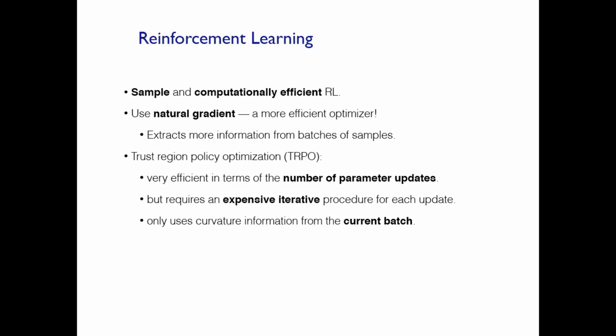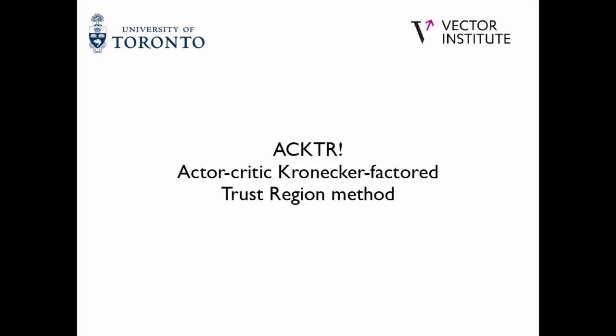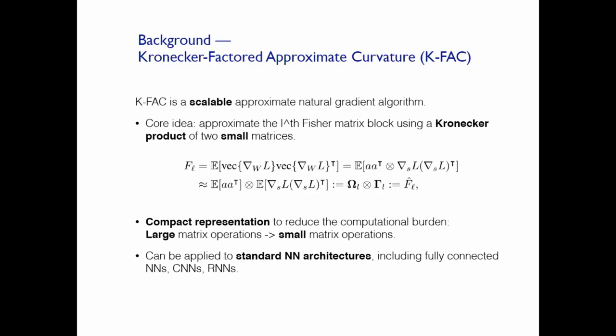Previously, there was trust region policy optimization. It also uses the natural gradient method, and it is very efficient in terms of the number of parameter updates. However, as it uses conjugate gradient, it requires a very expensive iterative procedure for each update. So it is not scalable to modern-sized neural nets. So we propose ACKTR, which stands for Actor-Critic using Kronecker-factored Trust Region. Our main tool is this approximate natural gradient method called K-FAC, Kronecker-factored approximate curvature. So this is a scalable algorithm.